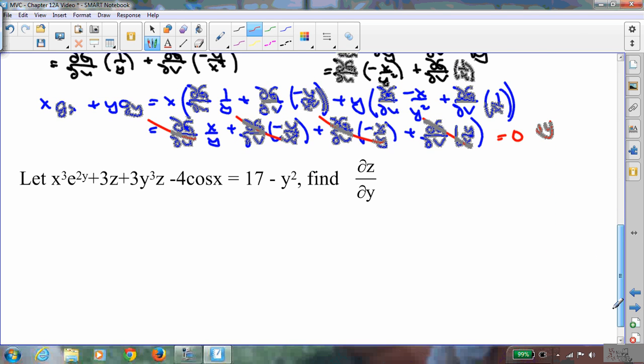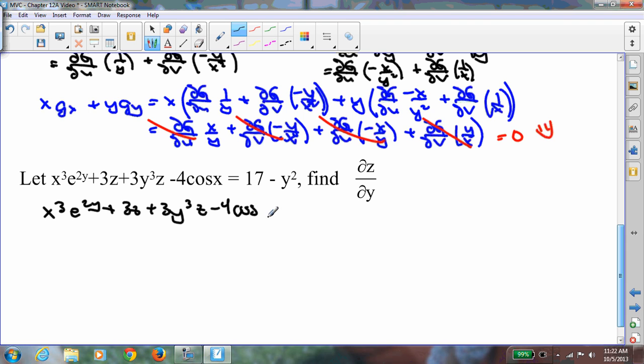Alright, so now let's do an implicit. Implicit, remember, you have to make it equal to a constant, so I'm going to take this y squared and move it to the left: x cubed e to the 2y plus 3z plus 3y cubed z, I shouldn't have made it this complicated, minus 4 cosine x plus y squared equals 17.